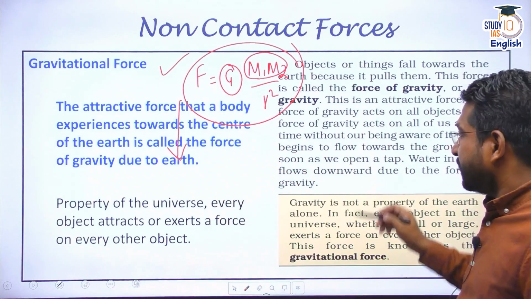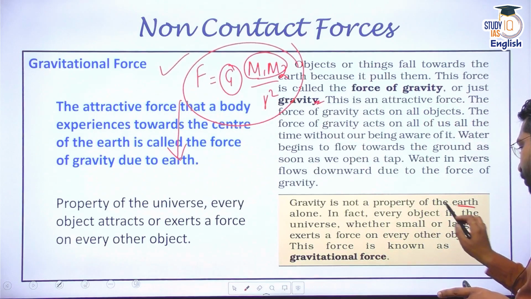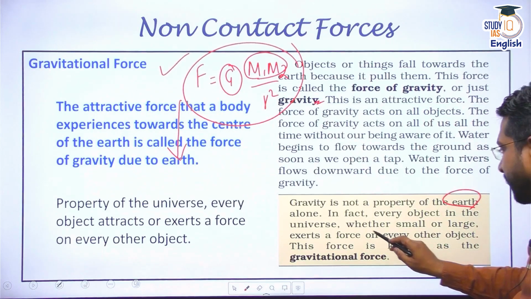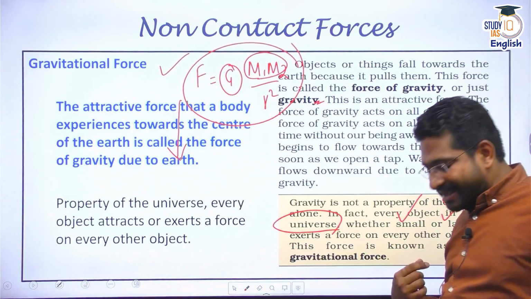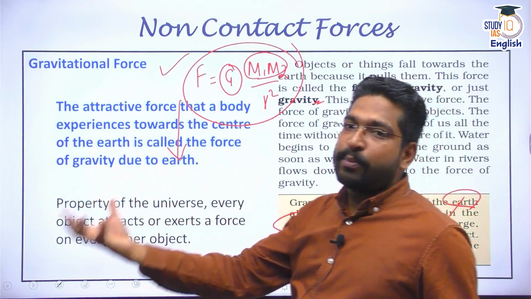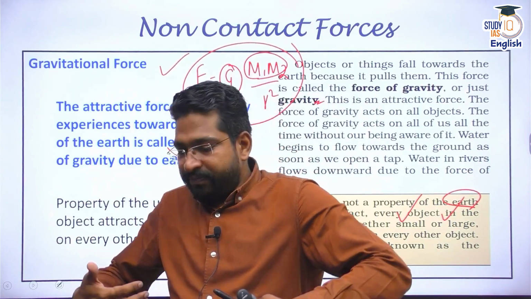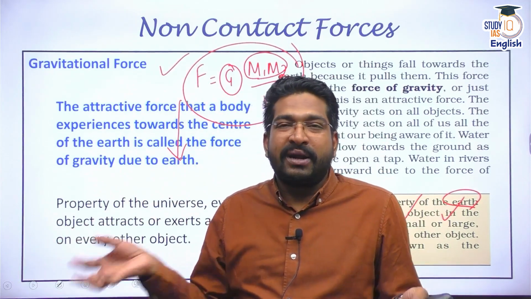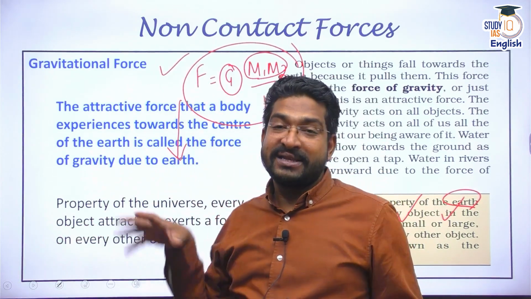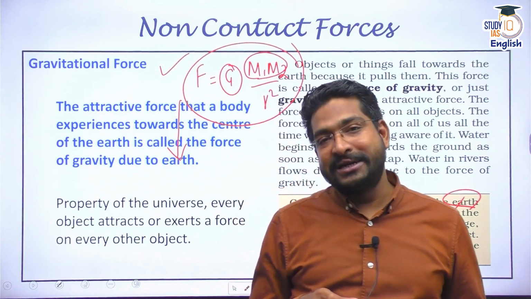So please remember, this force of gravity is not peculiar to Earth alone. It is a property of the entire universe. Whether a small object or a large object, it always exerts an attractive force on another body. But because of very low masses, say for example, for humans, there is gravitational force between humans also, but it will be very, very small. In fact, this is one of the weakest forces in the physics model itself.